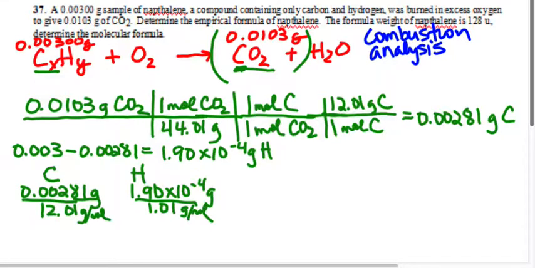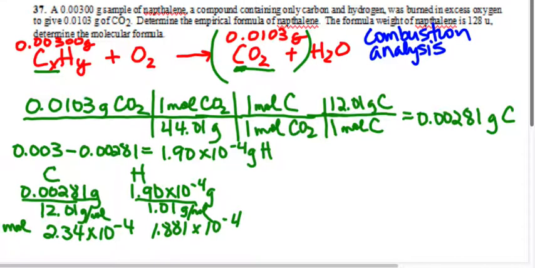All right, so carry it out for me. How many moles of carbon do we have? Nice and loud. Times 10 to the negative. All right, and hydrogen? .881 times 10 to the negative 4? Yes? Yep. All right, so those are my moles.